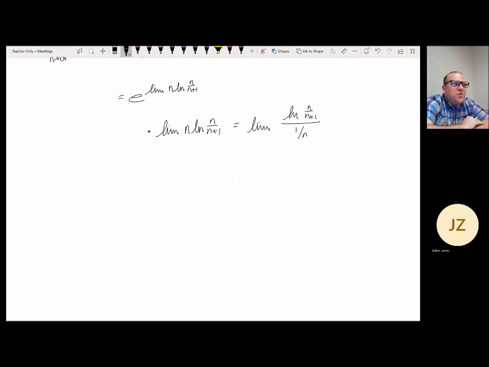n is the same as 1 over n. That limit's 0 over 0 if you plug in infinity. Perfect. L'Hopital's rule. Before that, I'm going to rewrite my log because I do not feel like doing quotient rule.